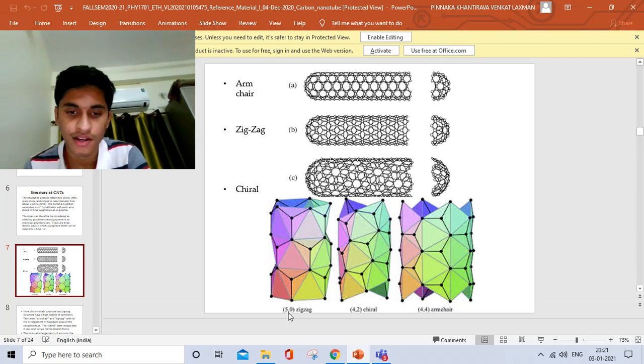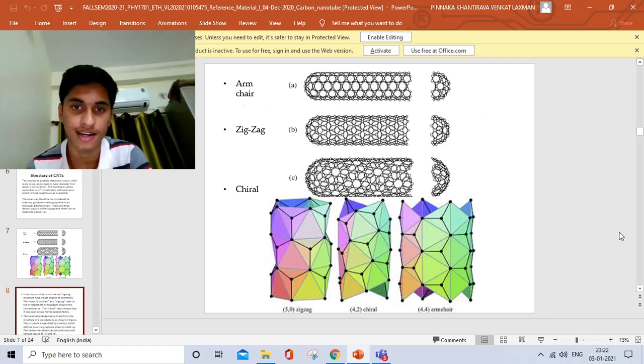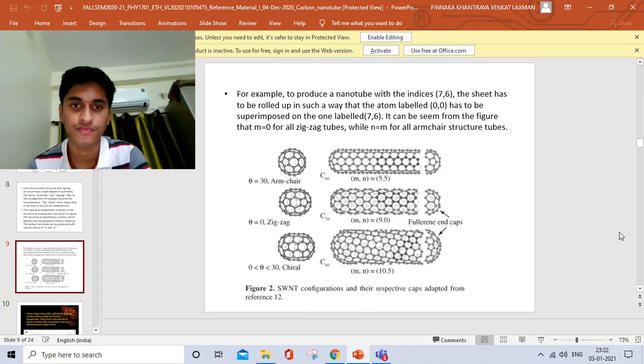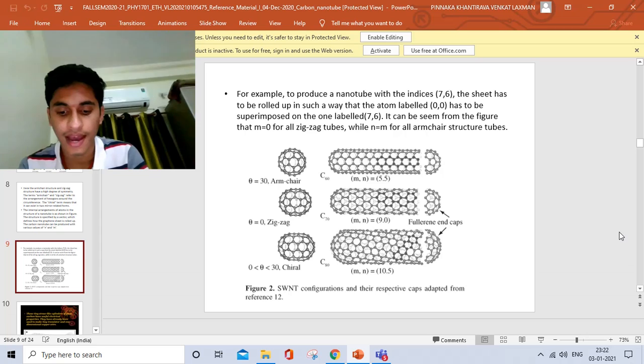Here, the ordered pairs like 5,0; 4,2; 4,4 are nothing but the indices of the carbon nanotubes. You may have a doubt about what exactly these ordered pairs mean, whether they are different from mathematical ordered pairs or related to something else. We are going to discuss it here.